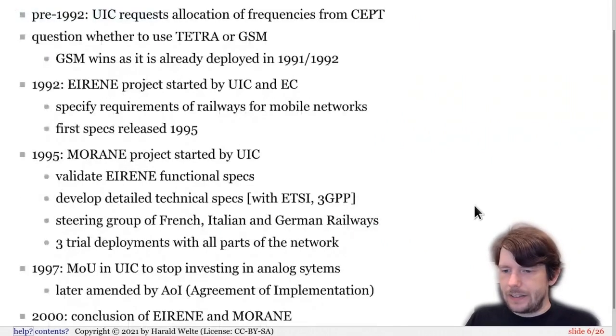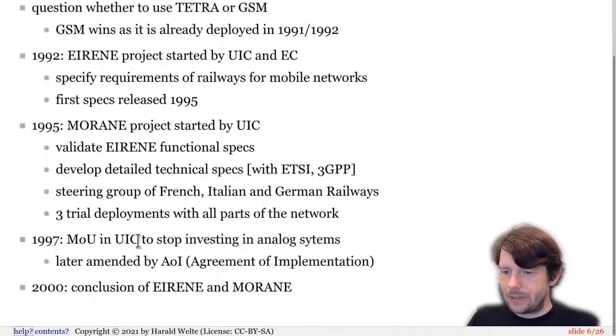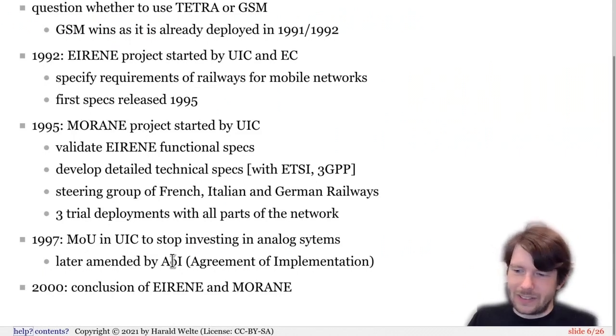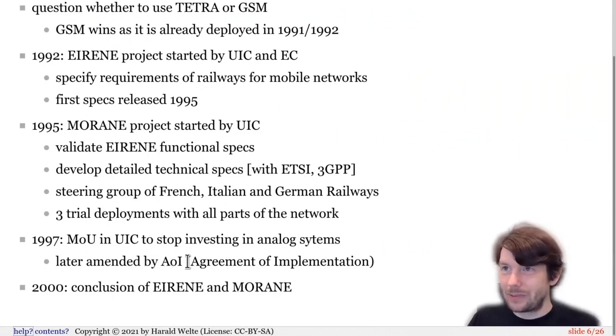Then in 97, a memorandum of understanding was created in UIC to stop investing in analog systems, but to switch to digital GSM-R, which was later then amended by an AOI, which is not the angle of arrival, as SDR folks would think, but it's the agreement of implementation. And in 2000, these projects have concluded, and of course, there's continued work on the specs and improvements on new versions, but at that point, they decided the initial mission was completed.